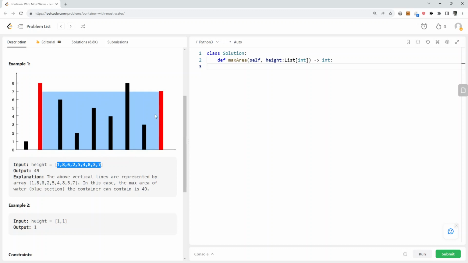And what would be the height? The height would be the minimum of the left or the right, because that's what it would be restricted to. So if we were to fill water between this one and this one alone, then it would overflow once it reaches beyond this.